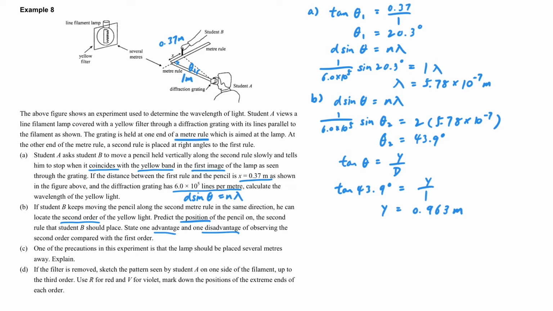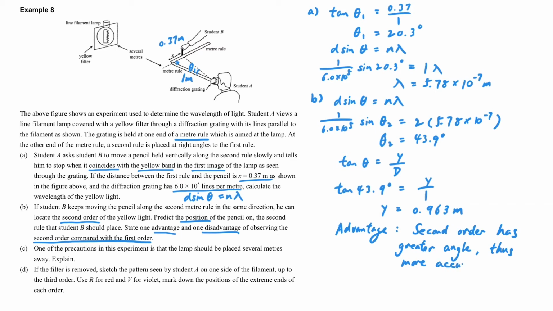And then state one advantage and disadvantage of observing the second order compared with the first order. This question is about if we use the second order to find the lambda, or we observe the first order to find the lambda. What is the advantage and disadvantage?